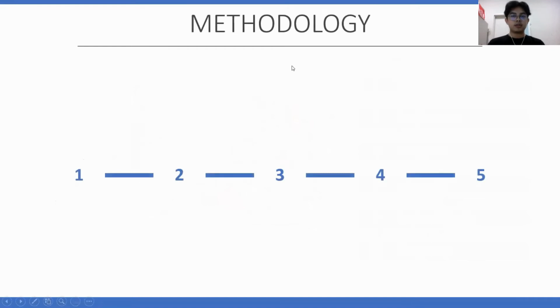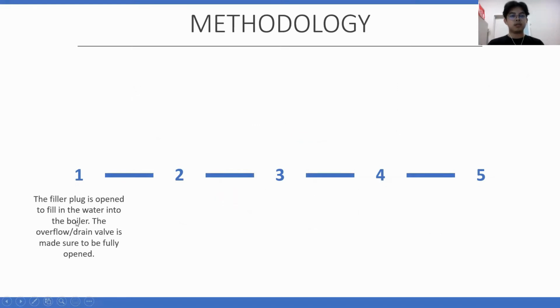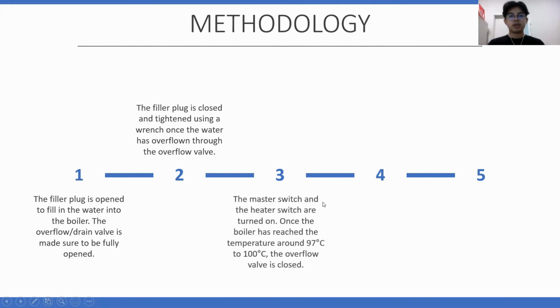Next is the methodology for the experiment. Number 1, the filler plug is opened to fill water into the boiler. The overflow or drain valve is made sure to be fully open. Second, the filler plug is closed and tightened using a wrench once the water has overflowed through the overflow valve. Number 3, the master switch and the heater switch are turned on. Once the boiler has reached a temperature of around 97 to 100 degrees Celsius, the overflow valve is closed.